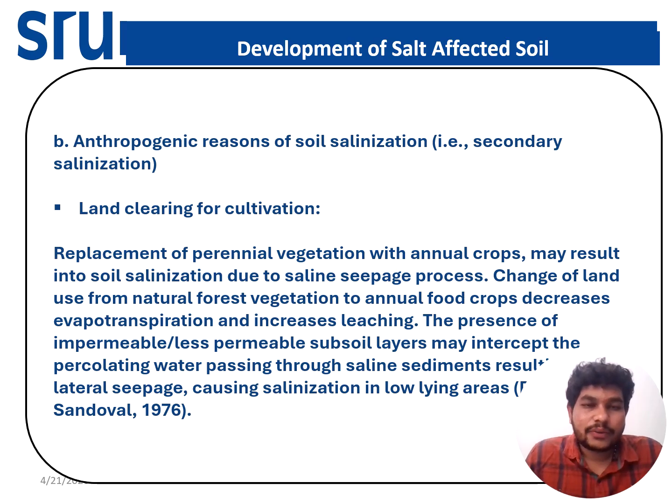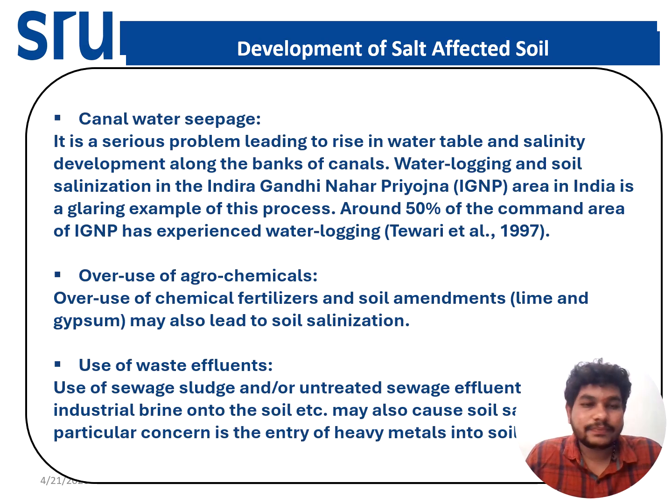Then the anthropogenic factors for soil salinization, also called secondary salinization, start with the clearing of the land. It converts perennial vegetation into annual vegetation, which causes soil salinization due to seepage, and the change of land use from forest vegetation to annual vegetation reduces evapotranspiration and increases leaching. Because of that, the groundwater quality will change and the salt concentration will increase, and maybe due to the impermeable nature of the subsurface layer, which causes seepage flow, low lying lands will get salinized.